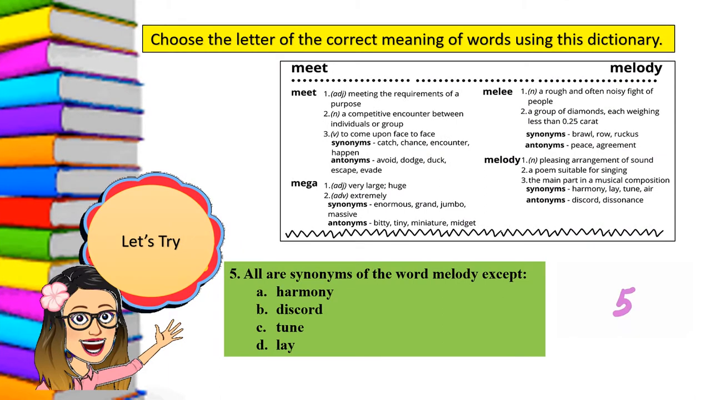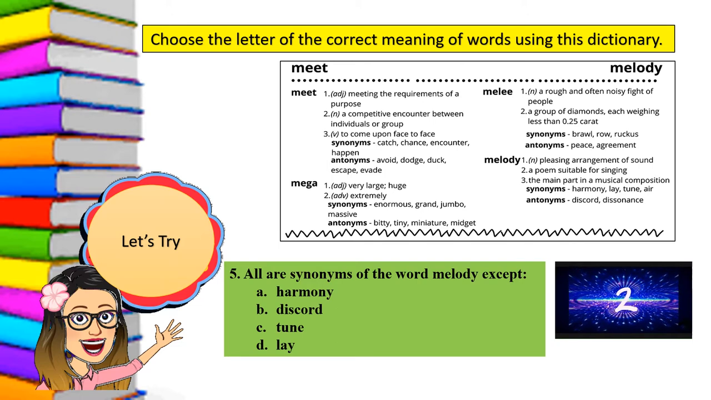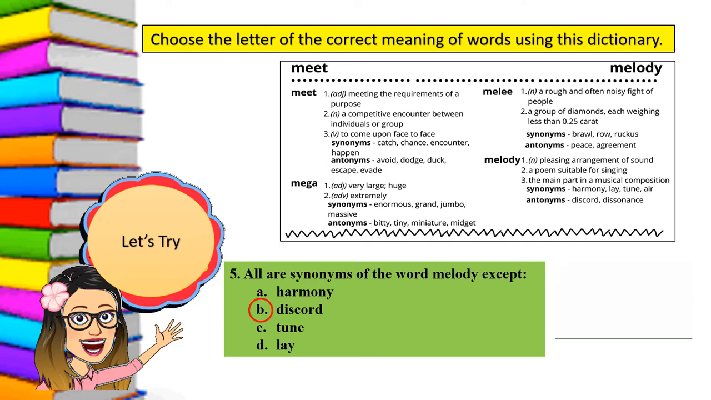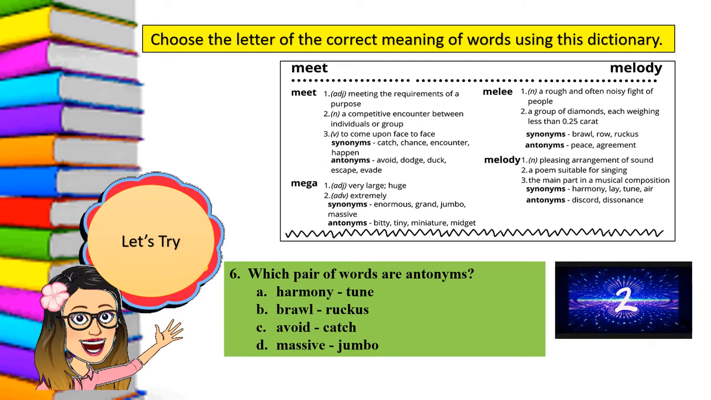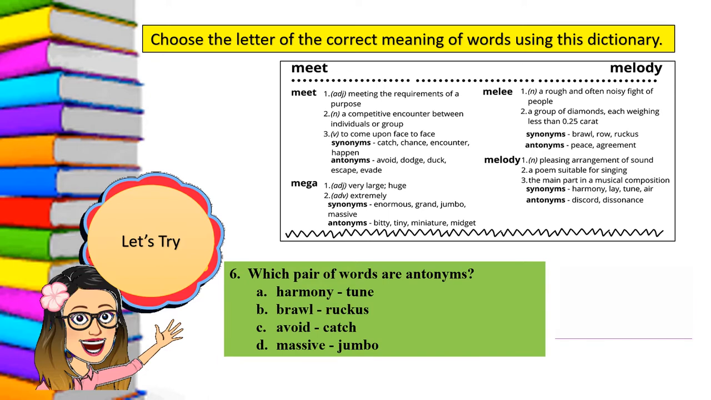Five. All are synonyms of the word melody, except A. Harmony. B. Score. C. Antonyms. A. Harmony tune. B. Brawl raucous. C. Avoid catch. D. Massive jumbo. The answer is C. Avoid catch.